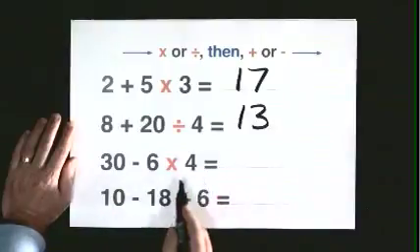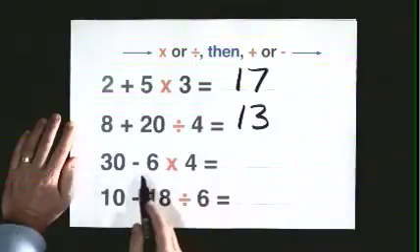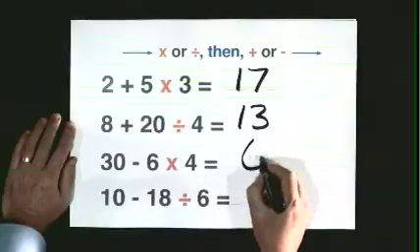Left to right, we must do the multiply first. 6 fours are 24, 30 subtract 24 is 6.